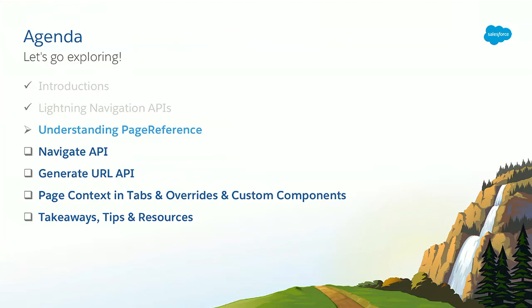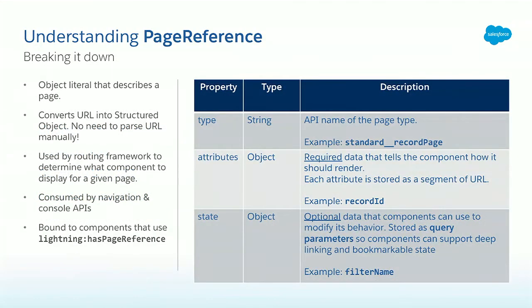So I've talked a lot about page references, but haven't really dove into it too much. It's simply an object literal, just a standard JavaScript object. We use it to convert the URL into something structured that can be reused, and it's something that you can rely upon. It allows you to not have to parse the URL. And it's what we use inside the Lightning framework and the routing framework. So if you're using events, we end up translating it into page references anyway underneath the covers. It's also consumed by other APIs as well as console APIs. There may be others, or there could be others in the future. So you definitely want to be using page references so that you can ensure your code can be usable in other scenarios.